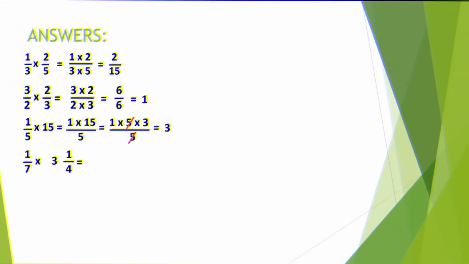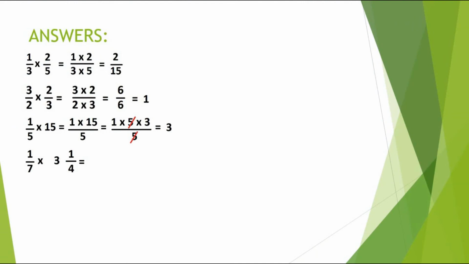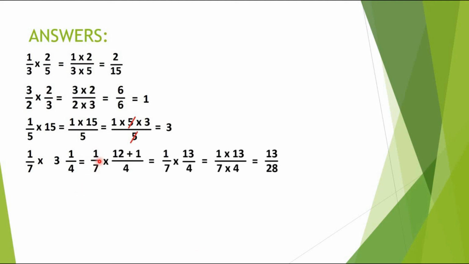Okay? So, item number 4, 1/7 times 3 and 1/4. So, papaano naman yan? So, 1/7 we retain multiplied by this one. This mixed number we convert into improper. So, it will become 4 times 3, which is 12. Again, and then plus 1. So, 12 plus 1 all over 4.